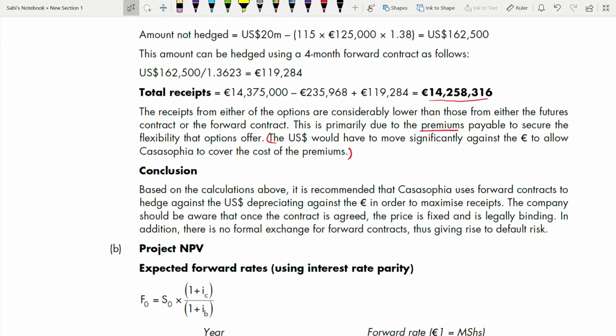Now the conclusion has to be there all the time. They said advise and recommend, which means they want a conclusion saying which one. So based on the calculation above, it is recommended that Casasophia uses a forward contract. Here it is easy to say forward contract because the difference between future and forward is very big. When the difference is very big, it's easy to choose one. The problem comes when the difference is very minor, not too significant. In that case, you say you can choose any one of these, depending on the company's finance director, whatever it is. Something like this you can write. Here they are saying forward contract to hedge against US depreciating against euro. Whether it's depreciating or appreciating, you have to work it out.